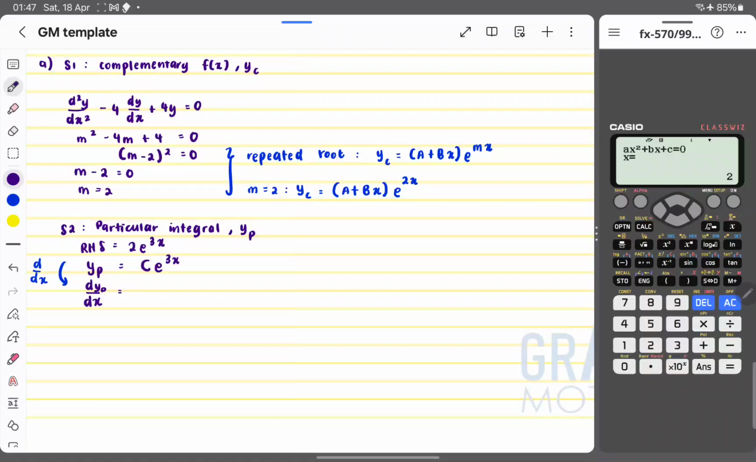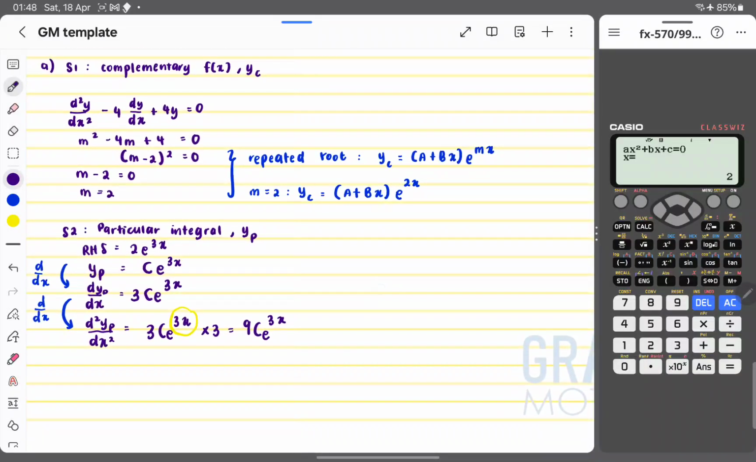If you differentiate, we will get 3ce^3x, because of the chain rule, then we have to differentiate the 3x. That is 3, just put 3 at the front. We're done. Moving on, we have to differentiate another time in order to get our second differentiation, so it would be d2y/dx squared. So we will get 3ce^3x, and then we differentiate 3x and we'll get 3. So our second differentiation would be 9ce^3x.